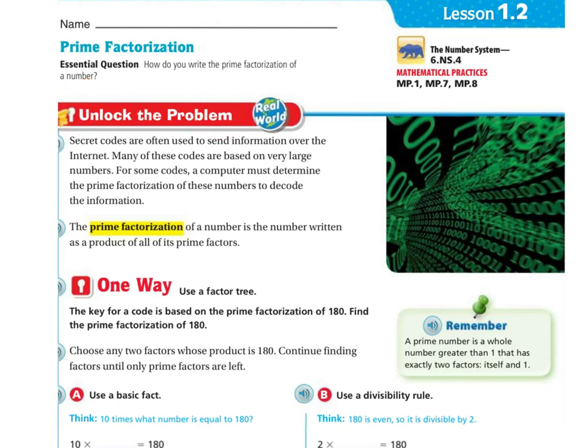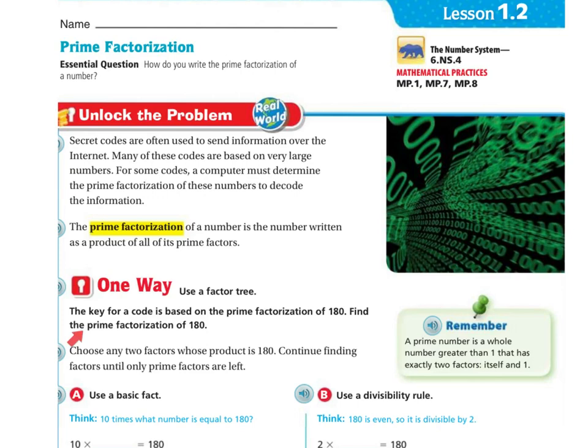Let's unlock the problem. Secret codes are often used to send information over the internet. Many of these codes are based on very large numbers. For some codes, a computer must determine the prime factorization of these numbers to decode the information. The prime factorization of a number is the number written as a product of all of its prime numbers. So you've got to remember the prime numbers.